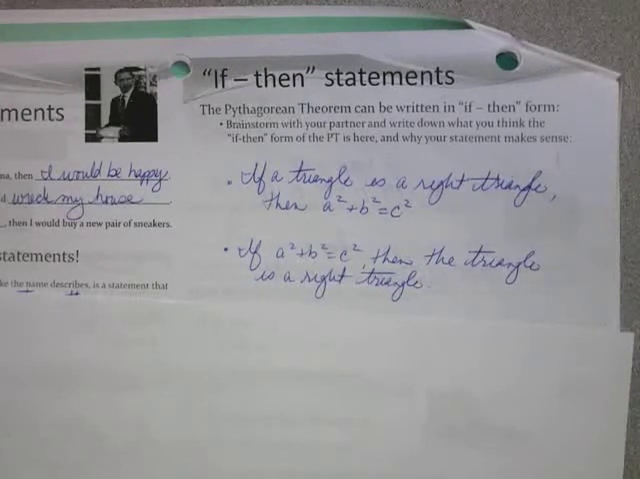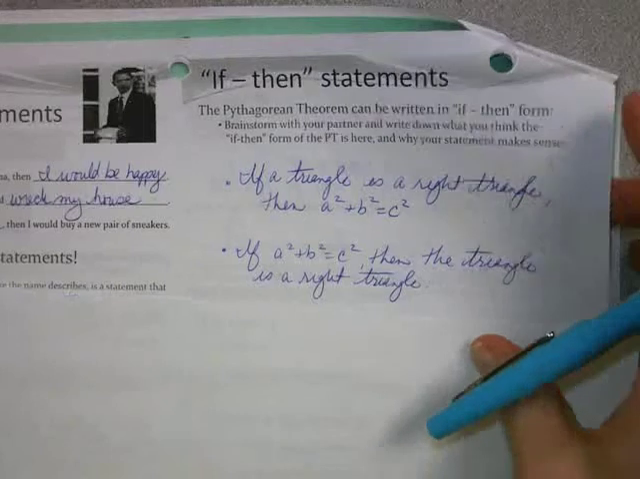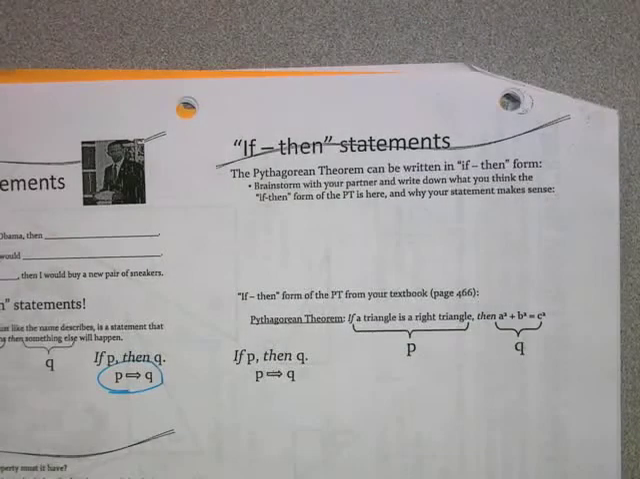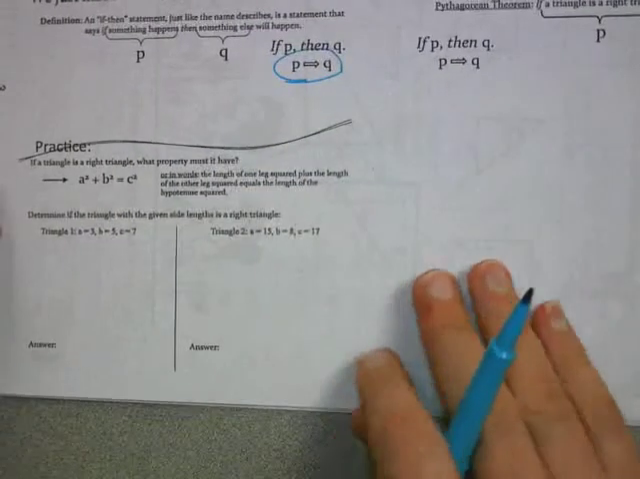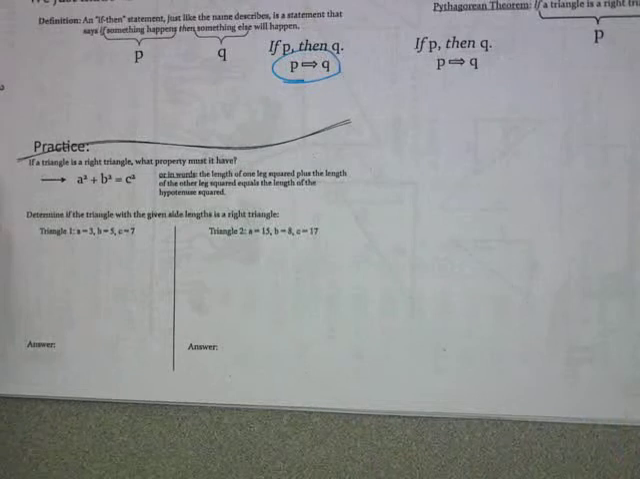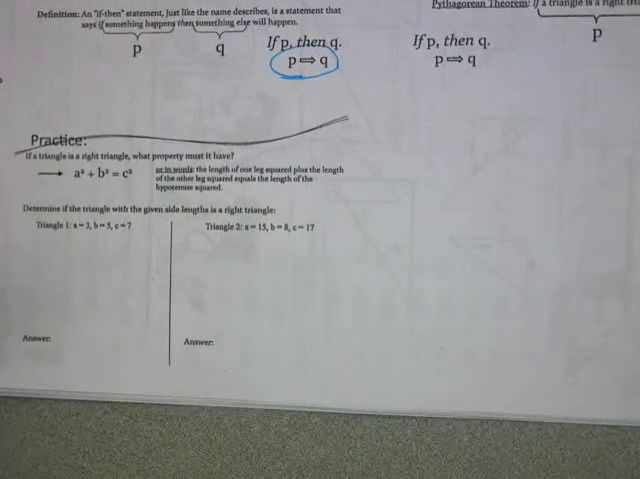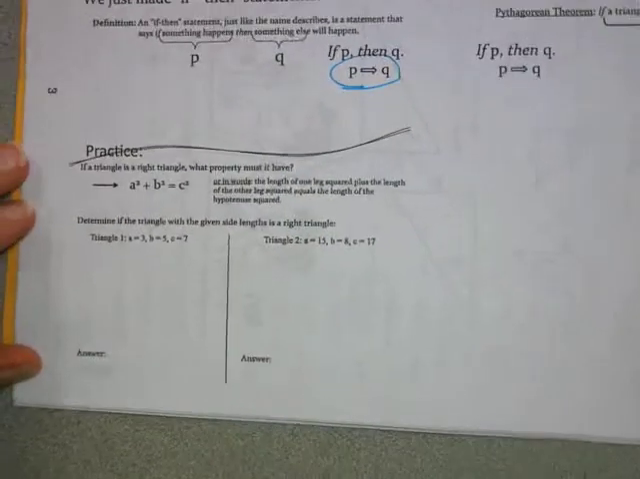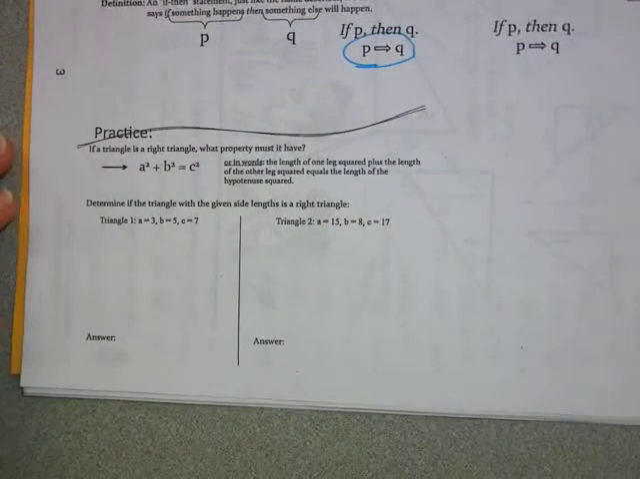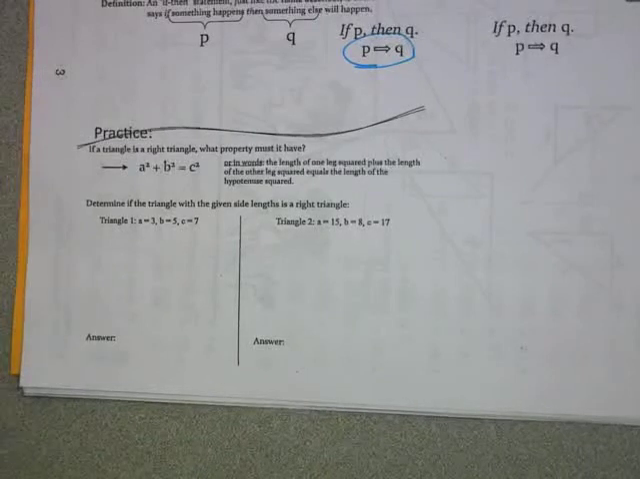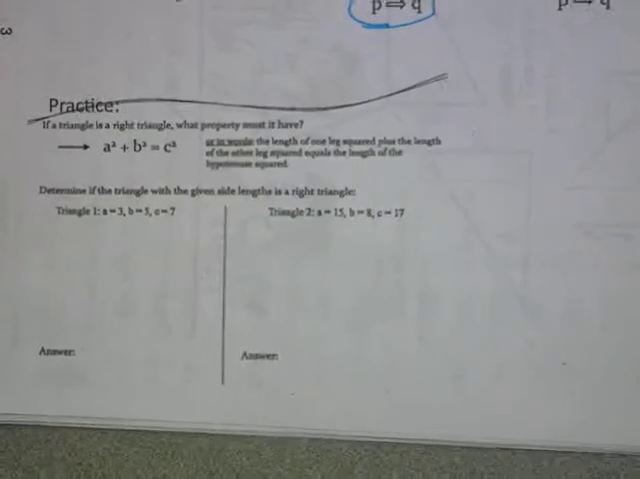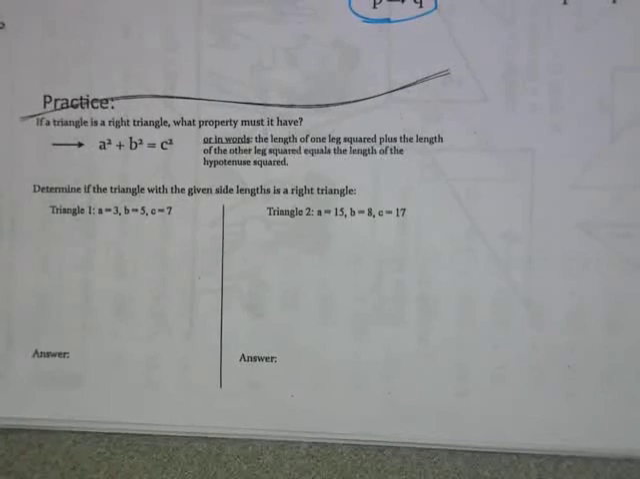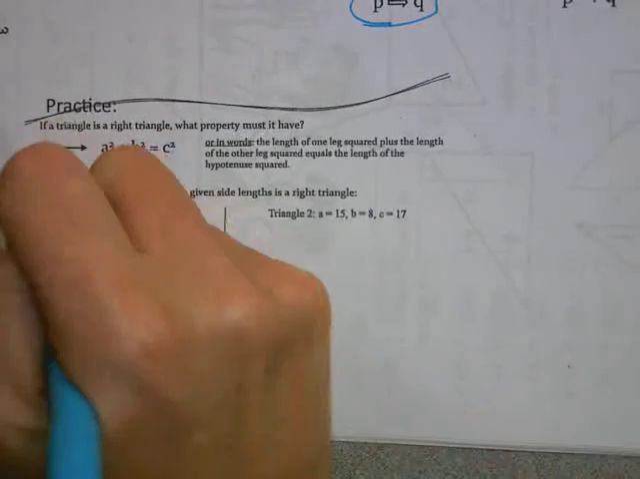So let's do some practice here. It says, if a triangle is a right triangle, what property must it have? Pythagorean theorem, right? A squared plus b squared equals c squared. Let me zoom in here just a second. All right, so it says I have a triangle here, and we need to prove if it's a right triangle. If it is a right triangle, we know a squared plus b squared is going to be c squared. So let's check it and see if it is.